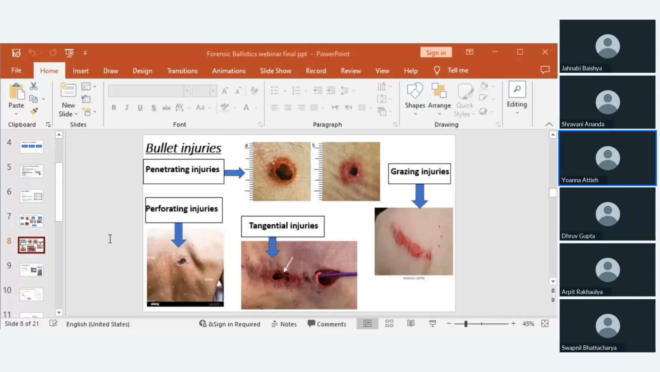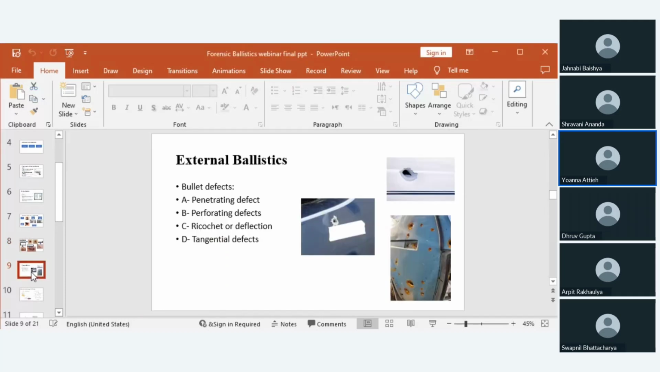Now, we're going to talk about external ballistics. As you can see in slide number 9, external ballistics means the study of bullet behavior after it exits the firearm. Here we examine defects created by the bullet in the surrounding environment. These defects can be categorized in several ways based on their interaction with the surface they strike.